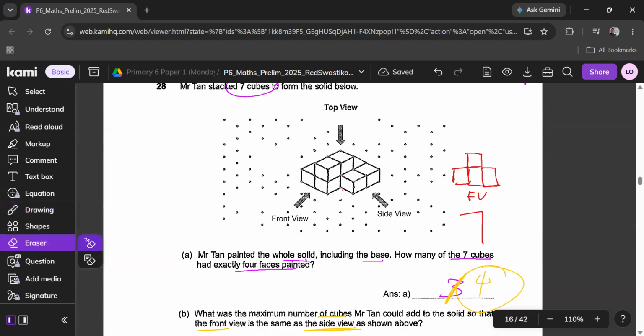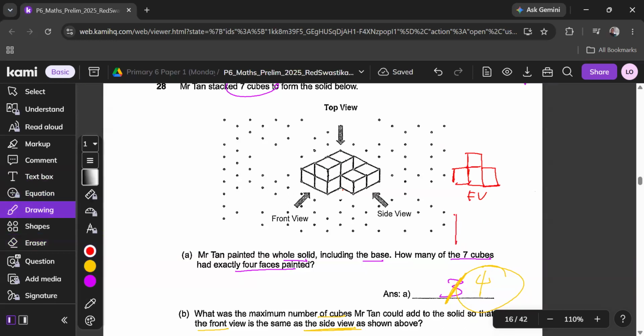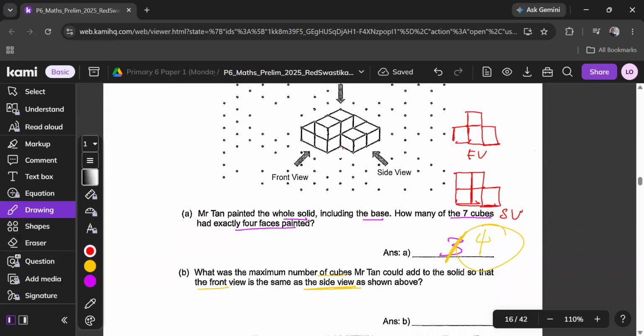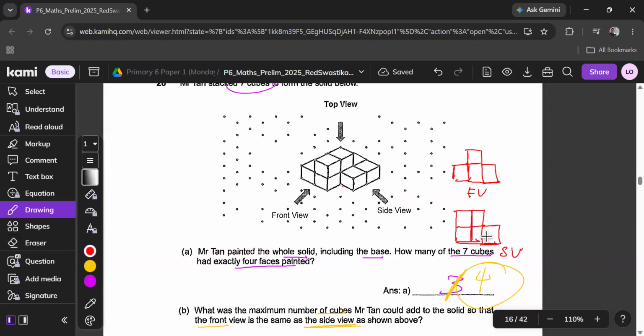Okay, let's draw a bit nicely. Now to do part B, you must draw the front view and the side view. If you never draw, you won't be able to know how many cubes to put. So you draw the front view and the side view. After you draw already, then you put the cubes one at a time and see whether it changes the front view or the side view.